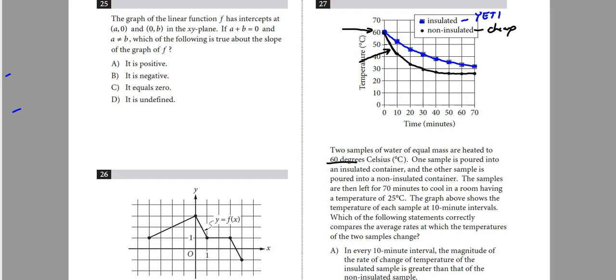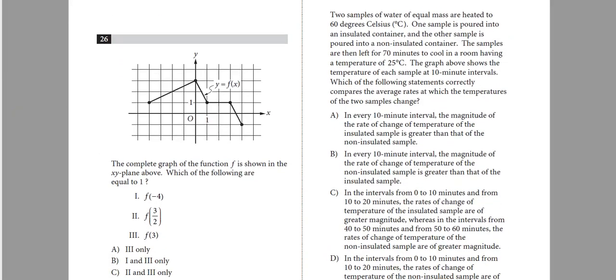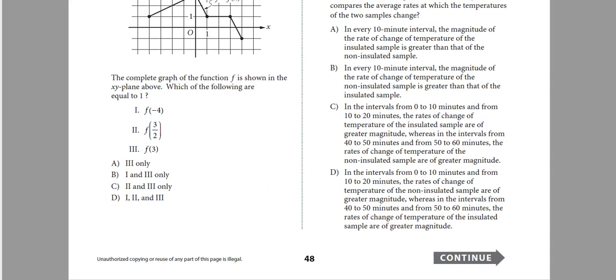In the beginning, the non-insulated dropped fast and the Yeti dropped slower. But towards the end, the Yeti is still dropping, where the other one has pretty much stayed the same. So the Yeti is actually dropping more per 10-minute interval, but its temperature is still warmer overall. Let's read through the answers. I'm probably going to redraw that chart again to make sense of what's going on.